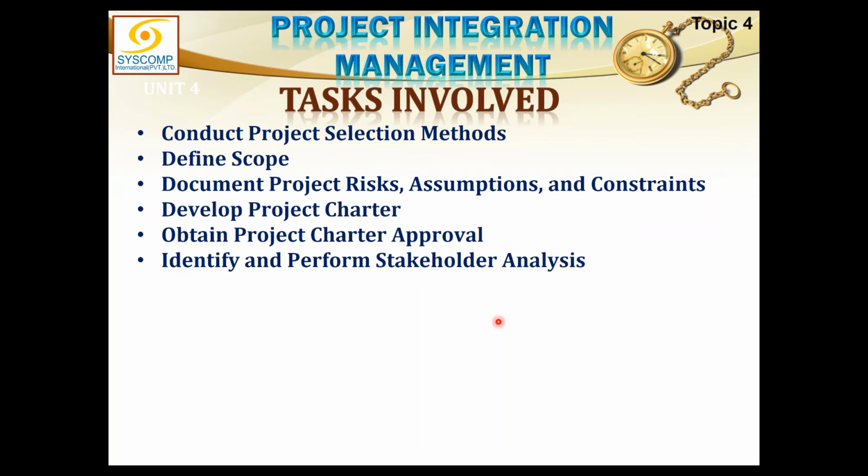Whatever decisions the portfolio will make, they are higher level decisions. But even the sponsor may have the option, and he may decide which project to choose and which not to choose. I'll talk more about it when we talk about various selection methods. Then define the scope, then document the project risk, assumption, constraint, as I said, develop the charter, obtain the charter approval, identify and perform the stakeholder analysis. Most of these things are done in initiation and planning.